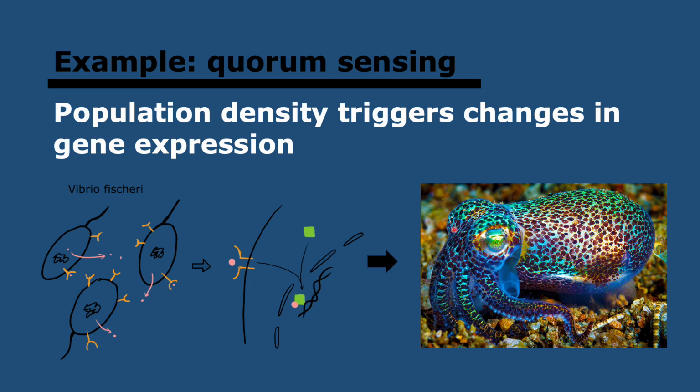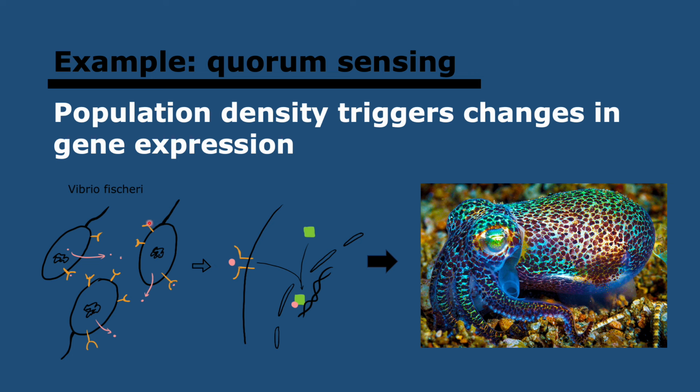Let's look at an example of why this communication is important. Quorum sensing, you probably have never heard that word. Quorum sensing happens in bacteria, and it's basically the fact that bacteria have some behaviors that only happen when the population density rises above a certain threshold. So let's look at this case. Vibrio fischeri are a type of bacteria, and they secrete signaling molecules that bind to receptors on the same cell. So basically, Vibrio fischeri are secreting molecules that bind to receptors on themselves.